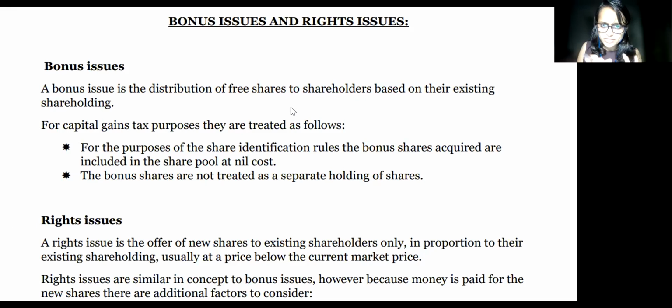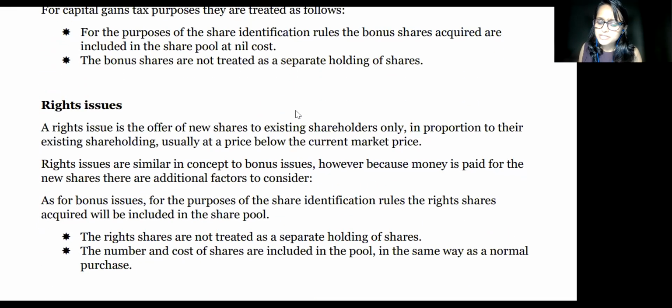When it comes to bonus and rights issues, another thing to keep in mind: bonus issues can increase the number of shares, but there won't be any cost. But when it comes to rights issues, the number as well as the cost is increasing.